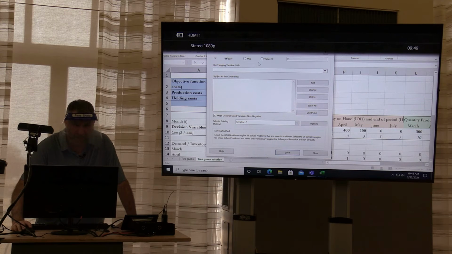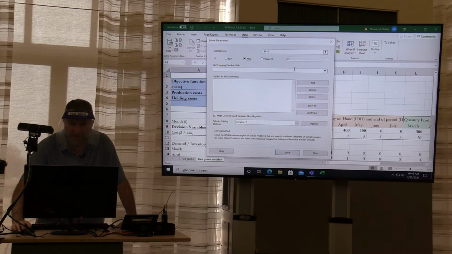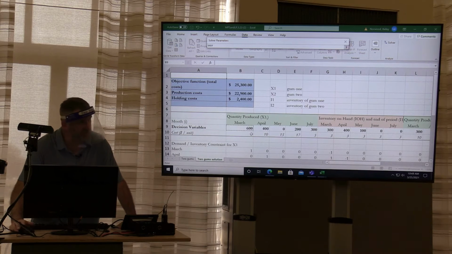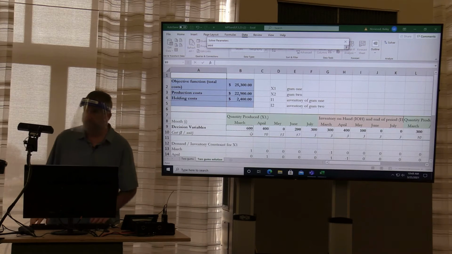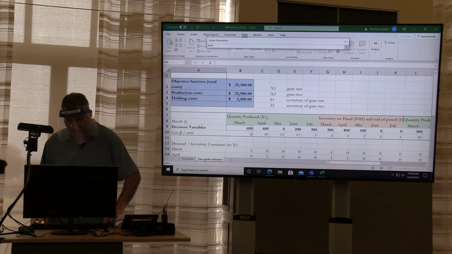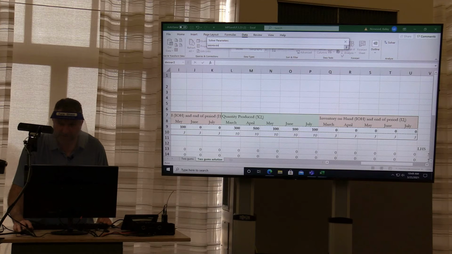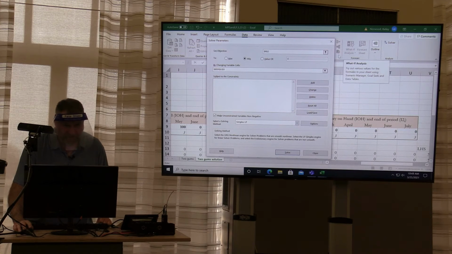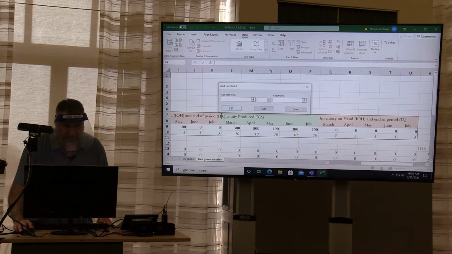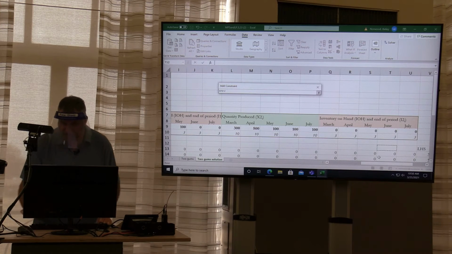Min, right. We want to minimize that by changing cells or decision variables. So I'm going to select all those, hold down control, hold down the shift, right arrow, boom. Subject to the constraints. All right, add a constraint. We've got our demand constraints for good 1.